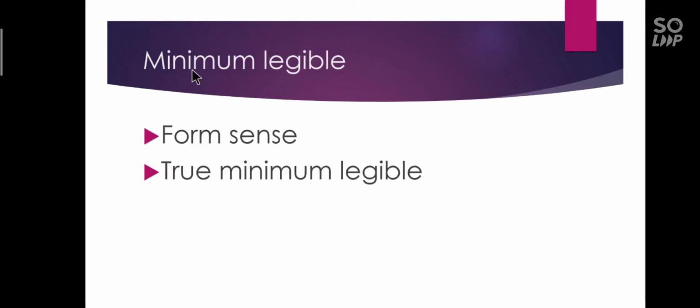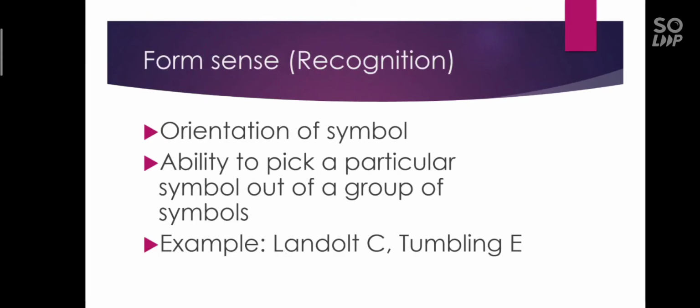So the next is minimum legible. This is further divided into form sense and true minimum legible. Let us see each one in detail. Form sense, otherwise called recognition. Patients just have to recognize the orientation of symbol. It tests the ability to pick a particular symbol out of a group of symbols. Example for this is Landolt C and Tumbling E.